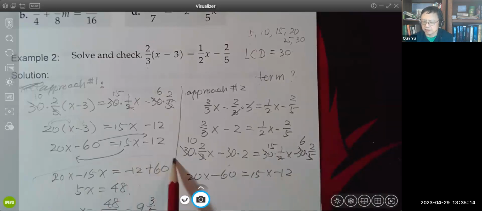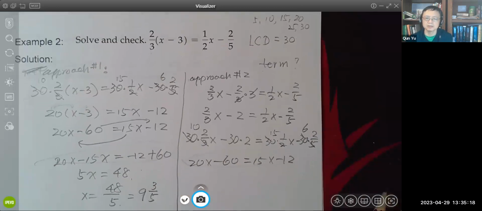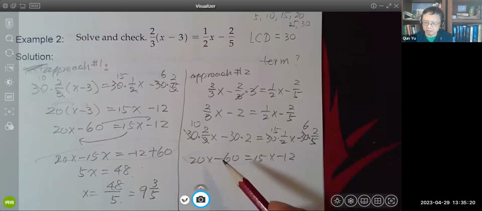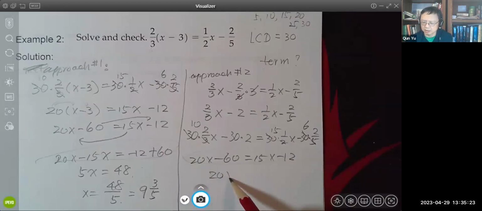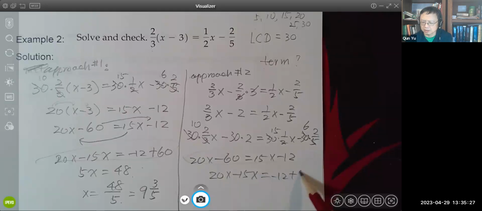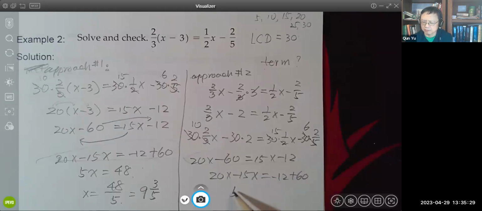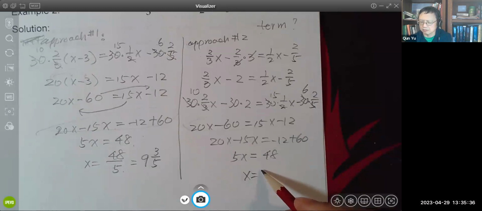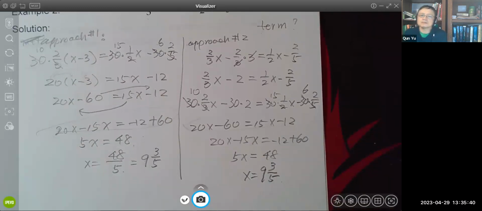Are they the same? Yeah, they're supposed to be the same. So you know the rest will be the same too, right? 20x minus 15x equals negative 12 plus 60, and 5x equals 48, x equals 48 over 5, which is 9 and 3/5. Either way is okay, it's totally up to you.